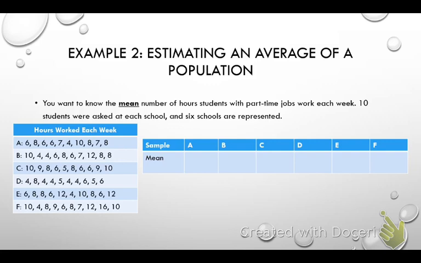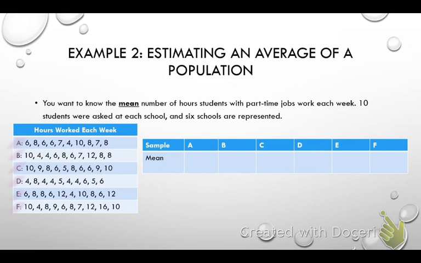Example 2: you want to know the mean number of hours students with part-time jobs work each week. 10 students were asked at each school, and 6 schools are represented. So when you look at this slide, initially, what do you see? Tons of numbers, right? But what you're being shown, and this is on your homework and on your quiz tomorrow, is 6 schools: A, B, C, D, E, F. And all these numbers are the responses.